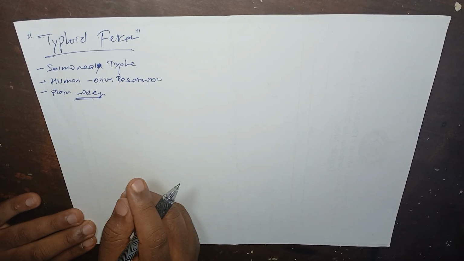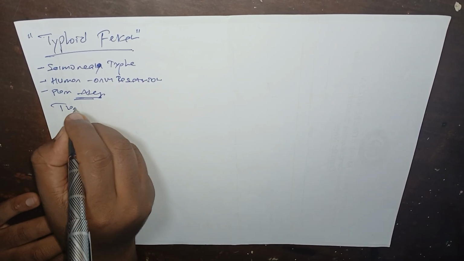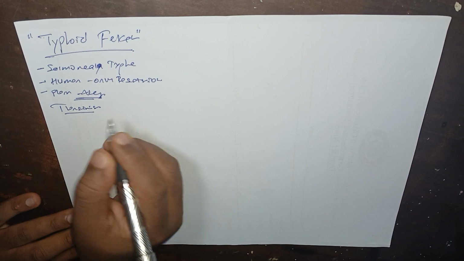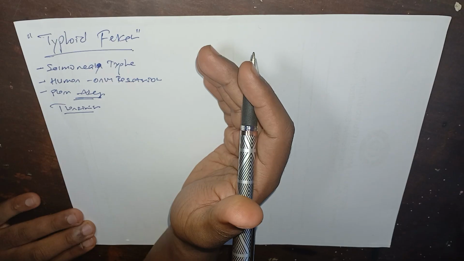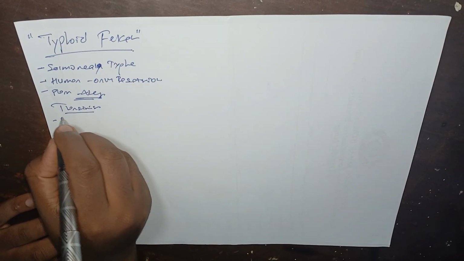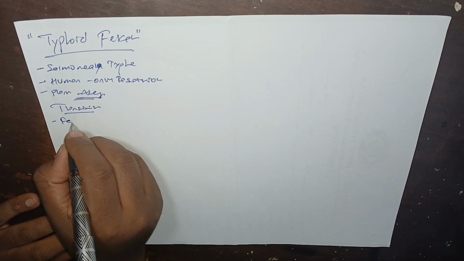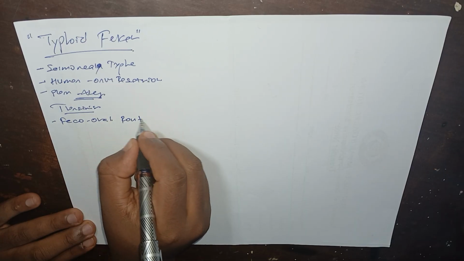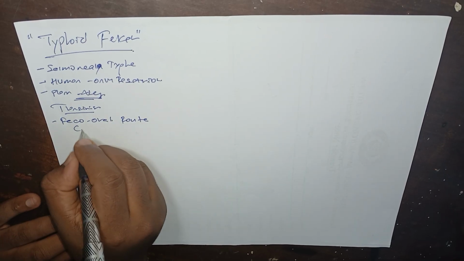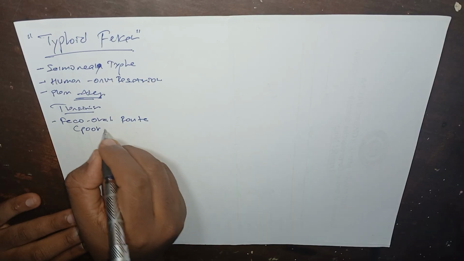So how does it transmit? Transmission. Usually, typhoid fever is a disease of developing countries. It is transmitted by fecal-oral transmission, so it is hygiene related. Its route of transmission is fecal-oral, especially for people who have poor hygiene.